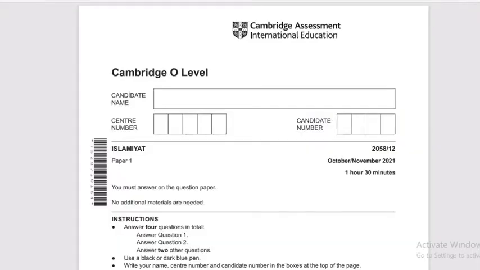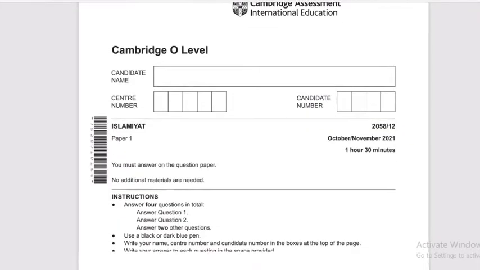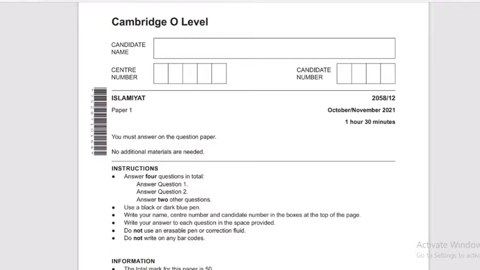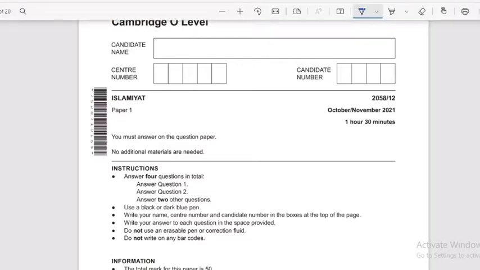Here I've taken a past paper as an example. This is from the year October-November 2021. It's the second variant. The first digit tells you about the paper, so it's paper 1, and the second digit tells you about the variant, so paper 1, variant 2.